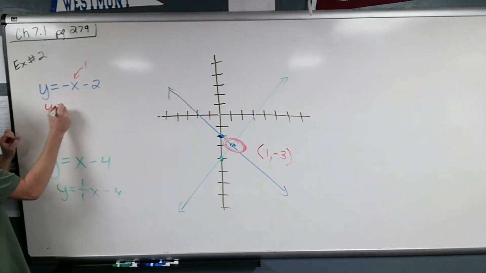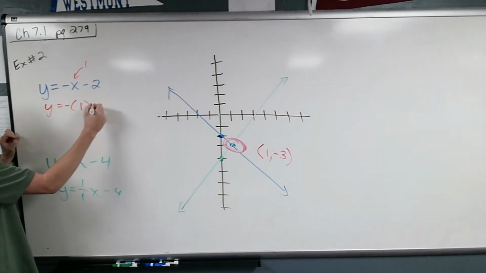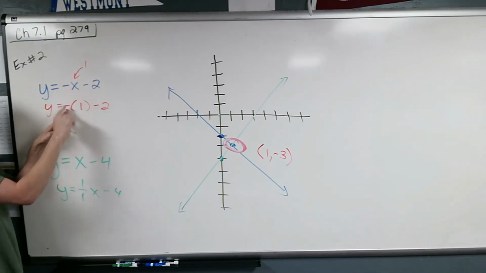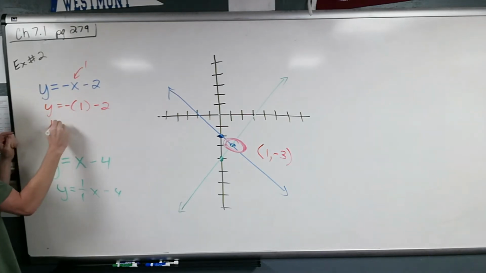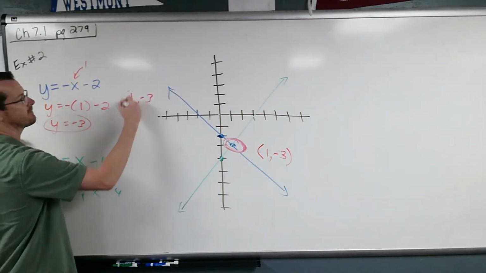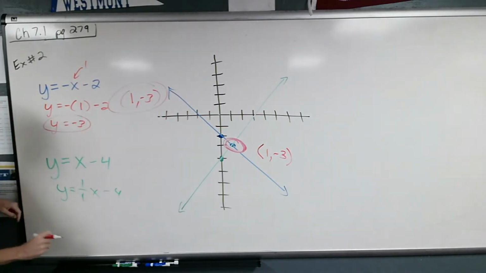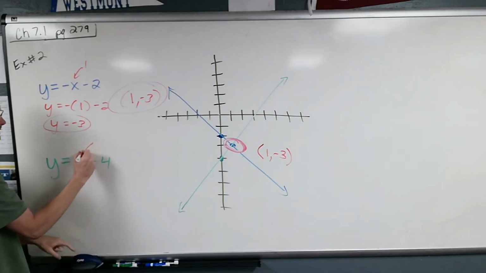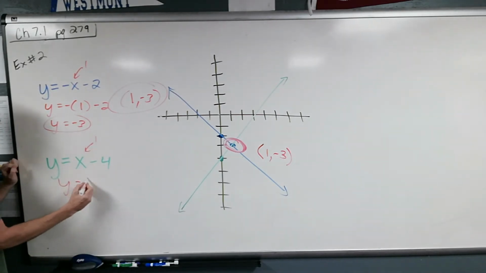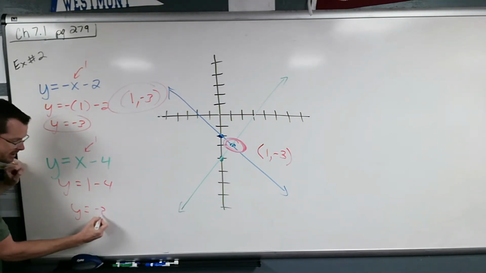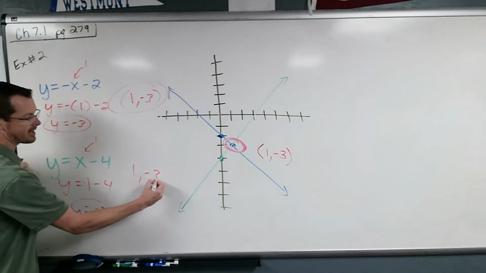That's going to be y equals negative 1 minus 2, right? I'm plugging in a 1, but it has a minus out front. A negative 1 minus 2, that's just negative 3. So yes, I plug in a 1, I get out a negative 3. That's proved there. And on this one, if I plug in a 1 right here, I'll get y equals 1 minus 4, which is y equals 1 take away 4, a negative 3. Again, we plugged in a 1, we got out a negative 3.